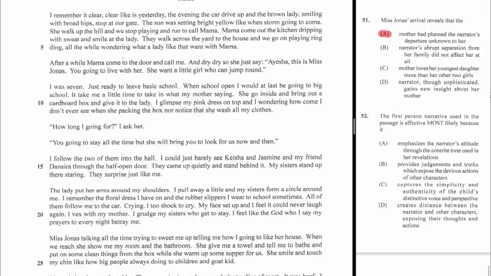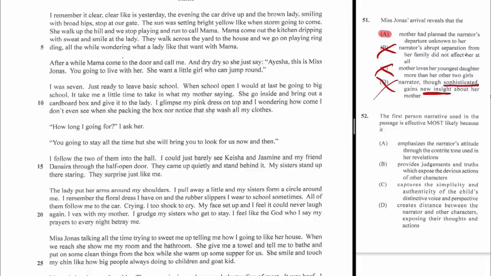Miss Jonas's arrival has nothing at all to do with whether or not the separation from her family had affected her. We don't know this. We can say that she perhaps gained some new insights, but this isn't very strong. There's no strong evidence for that. And "sophisticated" here is a very strange adjective for the narrator.